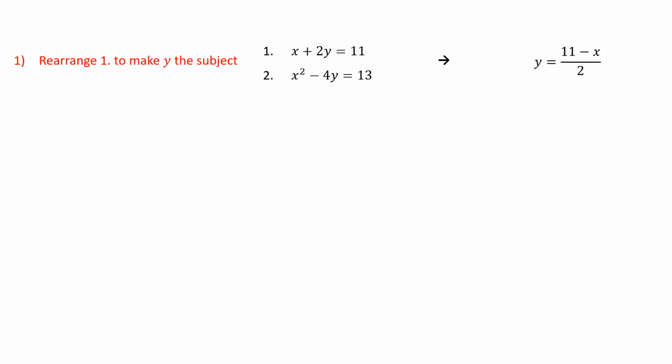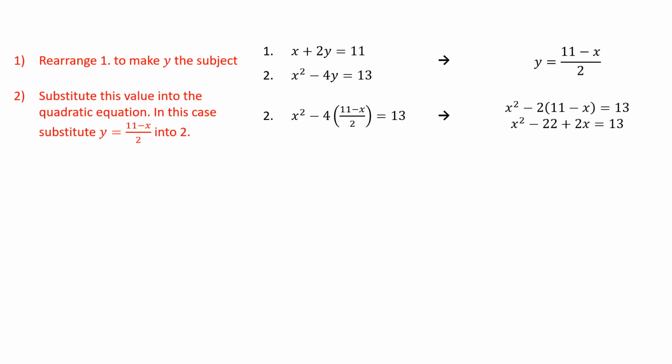So we can see that our quadratic equation is x squared minus 4y equals 13. So I want to rewrite this in terms of x. So I need to find equation 1 in terms of y to substitute this in. So when I make y the subject, I get that y is equal to (11 minus x) over 2. I'm going to substitute this into my quadratic simultaneous equation.